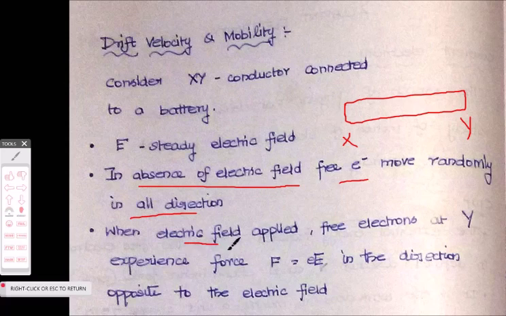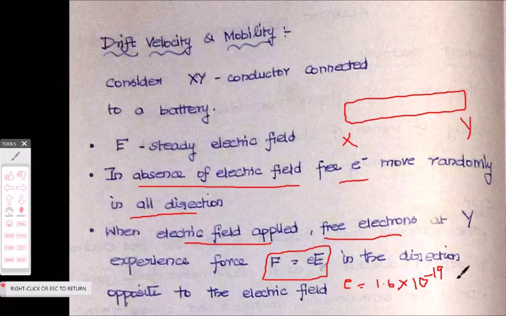But when the electric field is applied, the free electrons at Y experience a force F equal to eE, where small e is the charge of the electron, e is equal to 1.6 into 10 power minus 19 coulomb, and capital E is the electric field intensity. The force is in the direction opposite to the electric field.